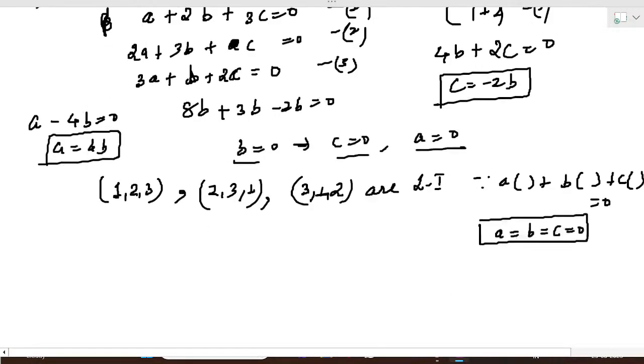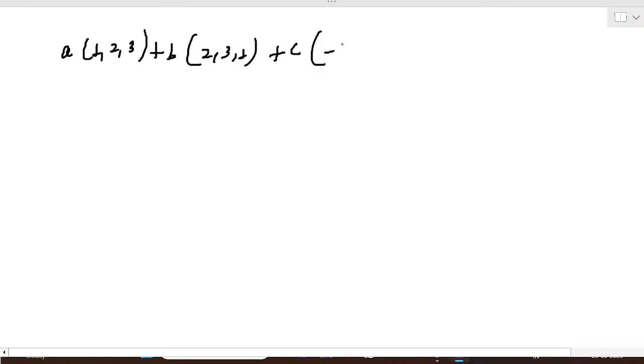Okay, now just think about the second one. What was the second one? It was, I think, (1, 2, 3), (2, 3, 1), and (minus 3, minus 4, 1). So I'll write it here. It will give me a times (1, 2, 3) plus b times (2, 3, 1) plus c times (minus 3, minus 4, 1) is equal to (0, 0, 0).